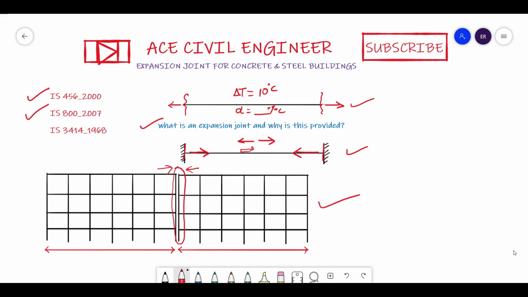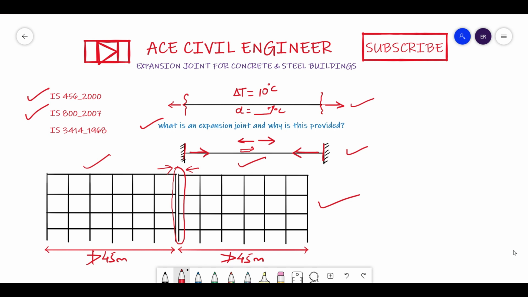See friends, the length at which you need to provide this expansion joint should not be greater than 45 meters. Suppose this one is one module, and this is the second module. In the case of RCC structures, this should not exceed 45 meters, and this also should not exceed 45 meters. But the IS code is not ordering or commanding you to follow this 45 meters. This is completely based on the discretion of the designers.